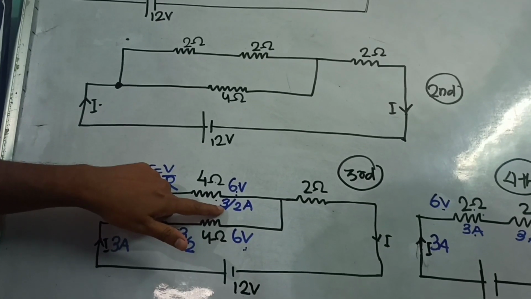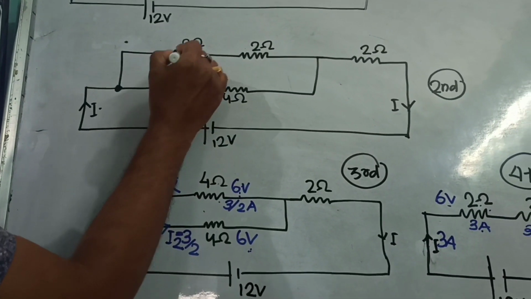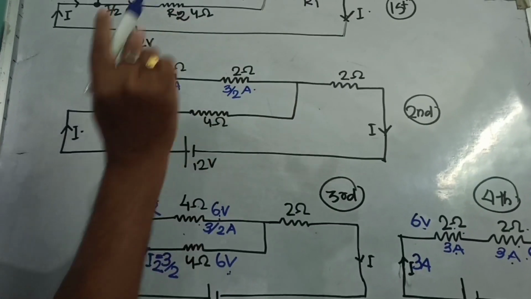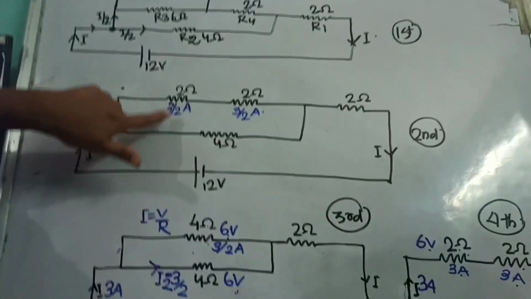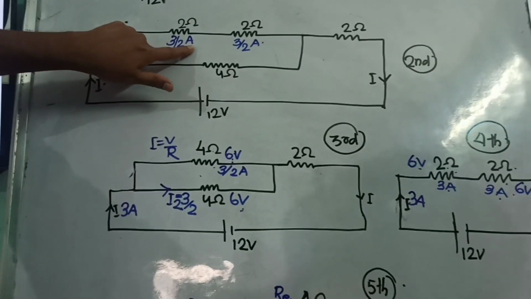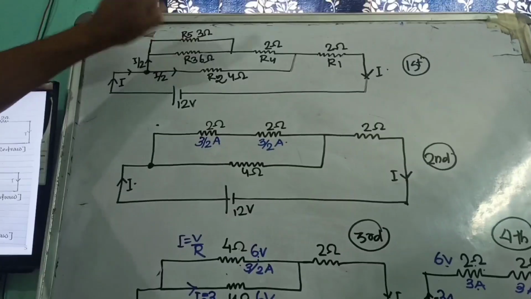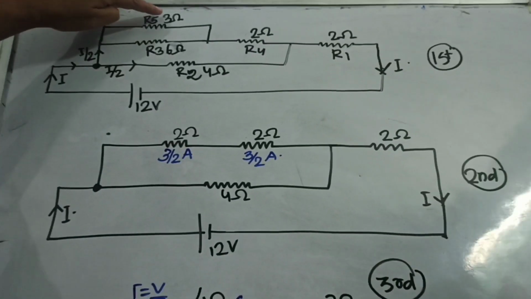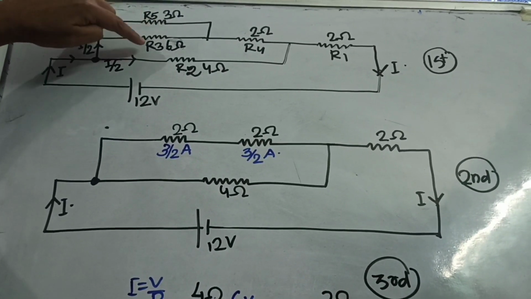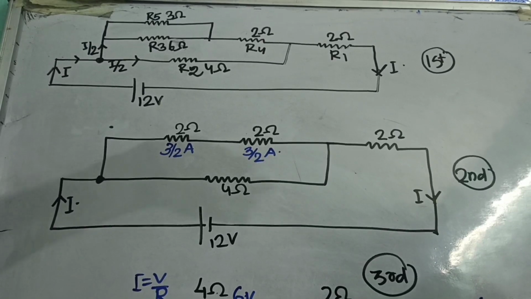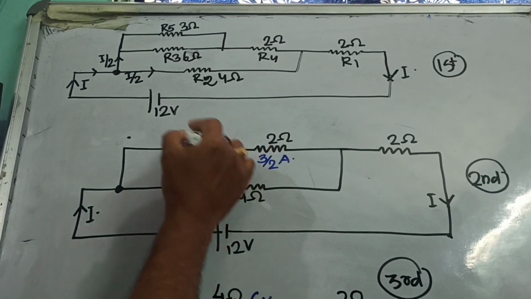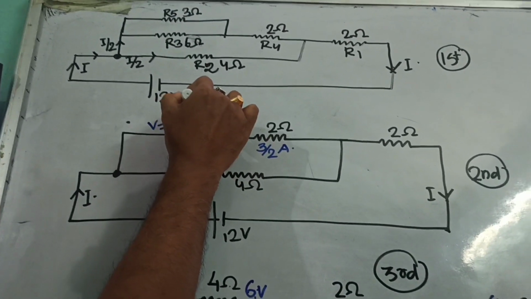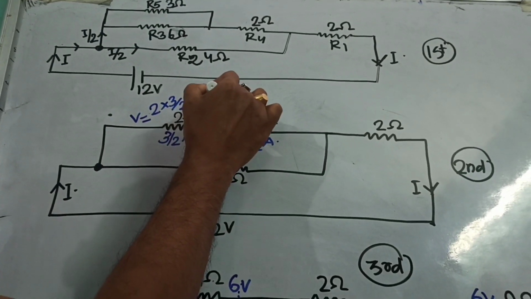So if the current flowing here is 3 by 2 ampere, then it will also be 3 by 2 ampere here, as well as 3 by 2 ampere here. Is that clear? Now when the current here is 3 by 2 ampere, let us jump over to the first redraw. You see in the first redraw, this 2 ohm resistor is made up of the parallel combination of R5 and R3, that is 3 ohm or 2 ohm. Is that clear? Now let us calculate what is the voltage drop here. Voltage drop will be V is equal to IR, that is 2 into 3 by 2, which will be 3 volt.